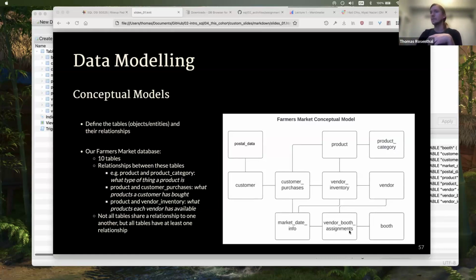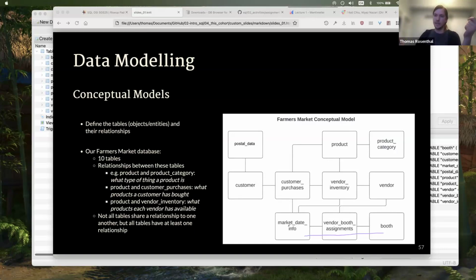Something like vendor booth assignments at booth. Okay, it makes sense. Here are all the booths that exist at the farmer's market, the stalls, right? And this is who got assigned to what on which date. We can see on which date just by the nature of the connection to market data info through vendor booth assignments. Even without looking at the data, I know there's a connection to dates, and assignments make sense on a date.